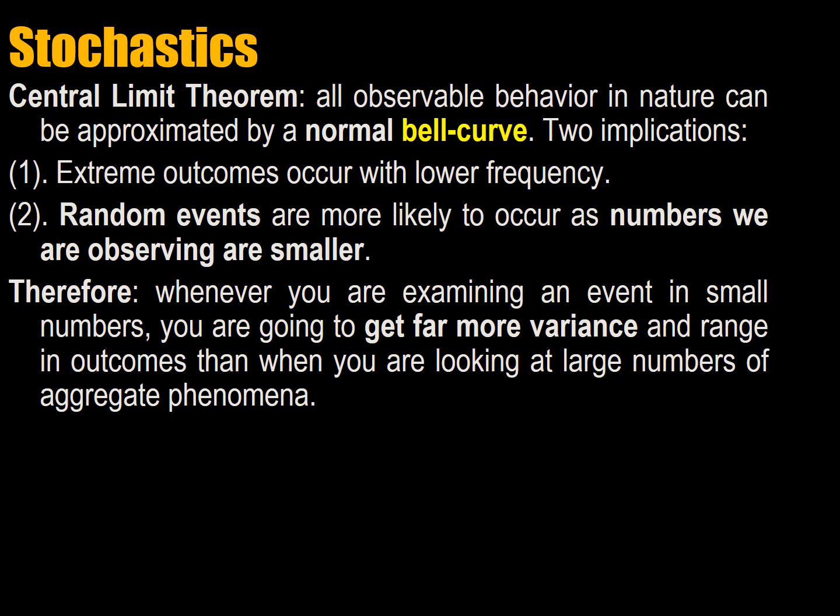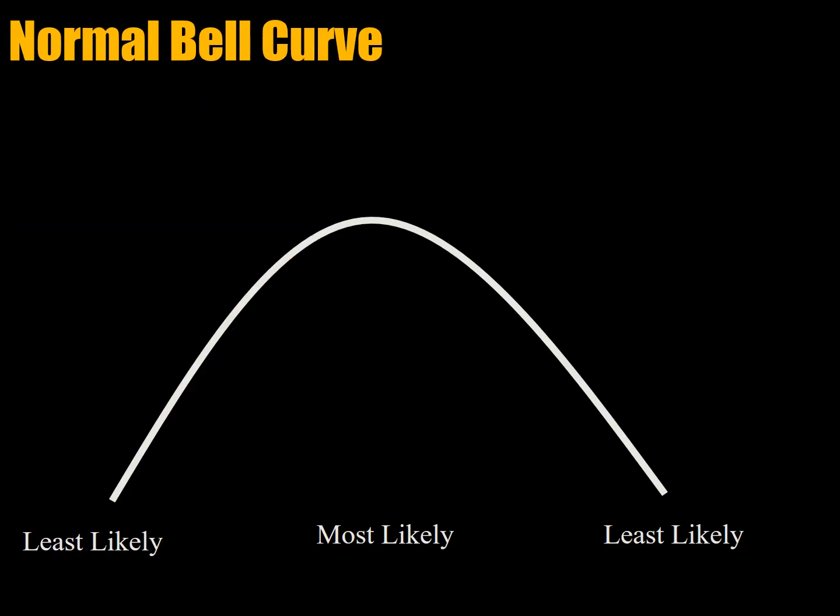Now, why does this matter for us? The idea is that if events occur in small numbers, you're going to get far more variance than if you have many numbers. Well, it comes down to how we select our cases, which I'll show you in the next slide. Here you can see a normal bell curve. You can see the peak in the middle, where events are most likely, and on the tails on the left and right, where they're least likely.